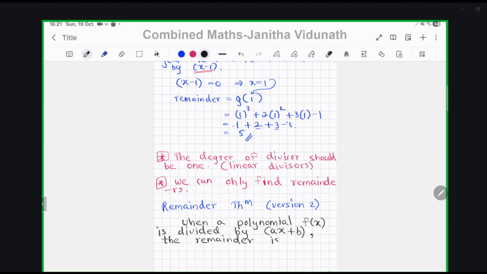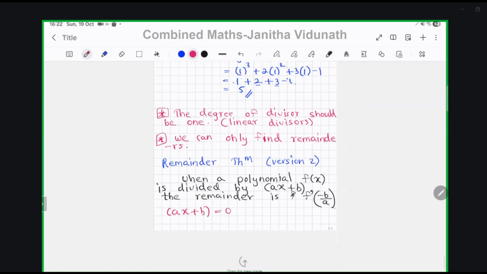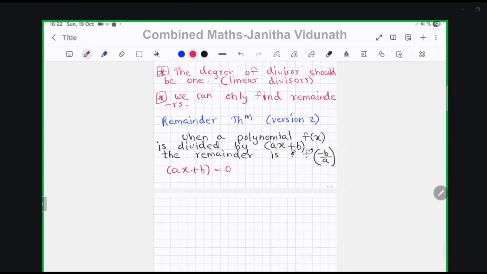the remainder is f of minus b over a. This is the same as the previous one. That means what we are doing is we set our divisor ax plus b to 0 and find the value. That means x is equal to minus b over a. Then we plug that value into our function. Both are representing the same theory.